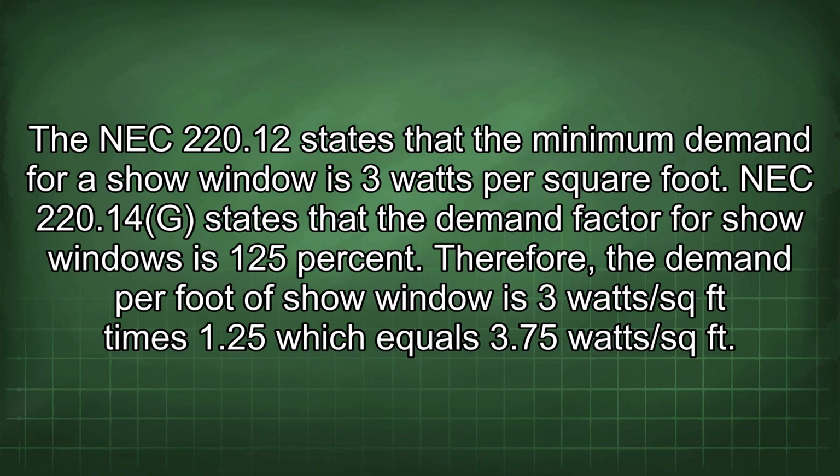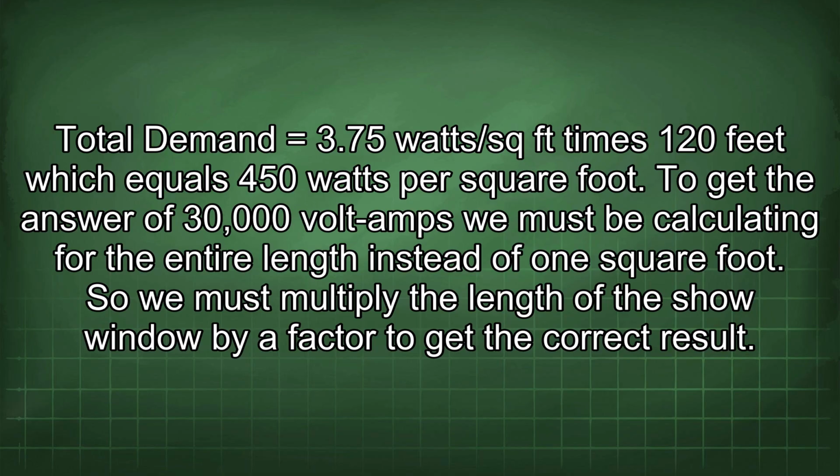The NEC 220.12 states that the minimum demand for a show window is 3 watts per square foot. NEC 220.14G states that the demand factor for show windows is 125%. Therefore, the demand per foot of show window is 3 watts per square foot times 1.25, which equals 3.75 watts per square foot. Total demand equals 3.75 watts per square foot times 120 feet, which equals 450 watts per square foot.